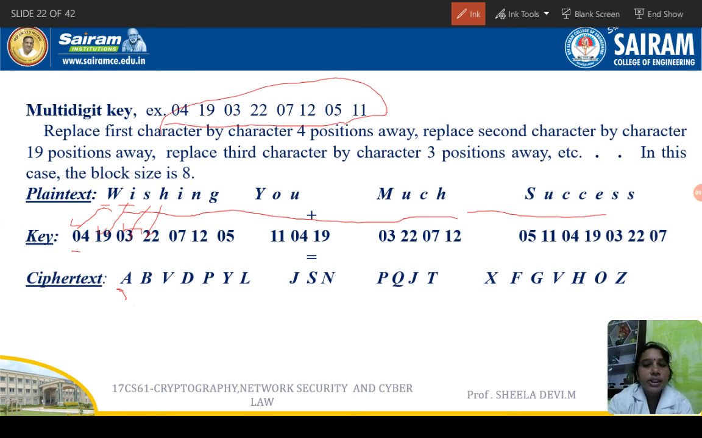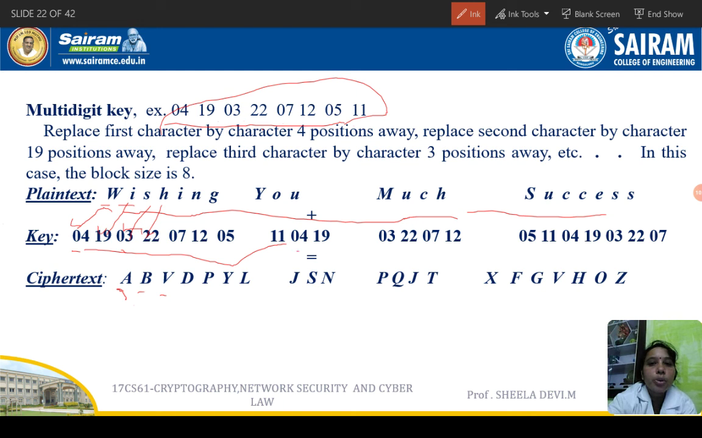Then I plus 19. So I have to move 19 positions ahead and see what the letter is. If I see that, that is B. Then S. What is the key for S? 3. So move 3 positions ahead. Whatever letter you find will be the corresponding ciphertext of S. So for every letter you will have a different key. That is why it is called polyalphabetic substitution. So this is the 8-digit key over.